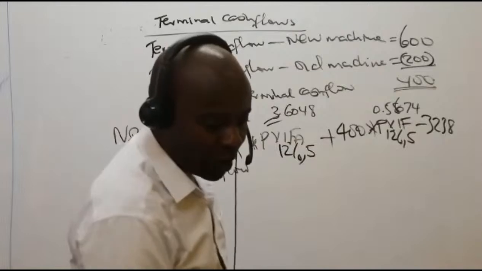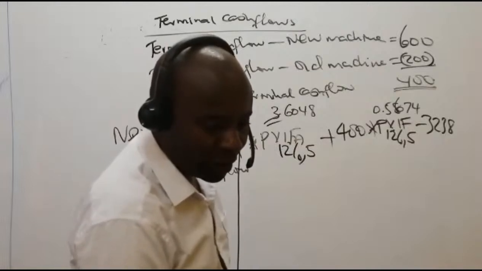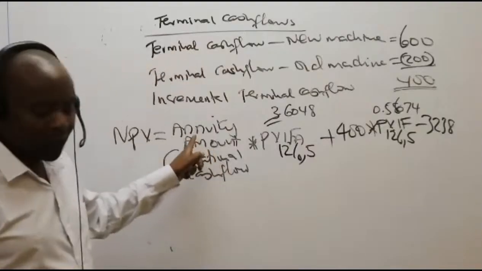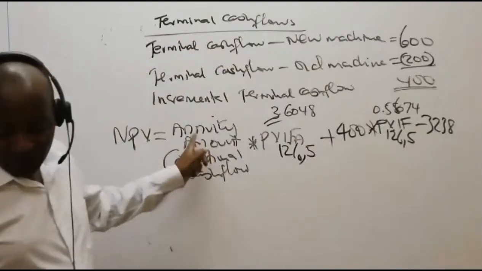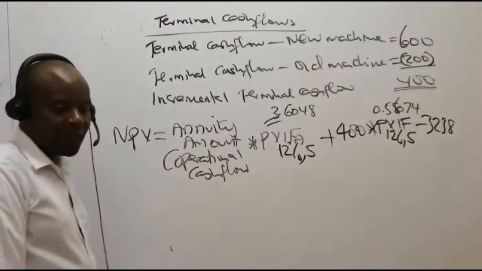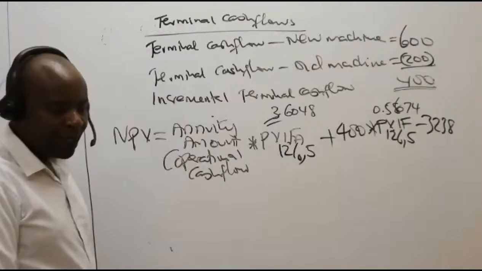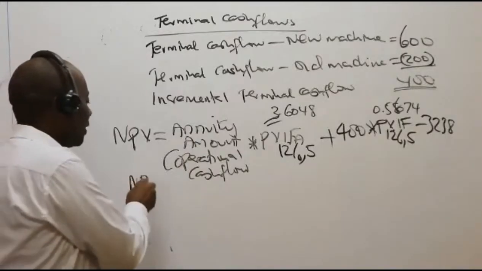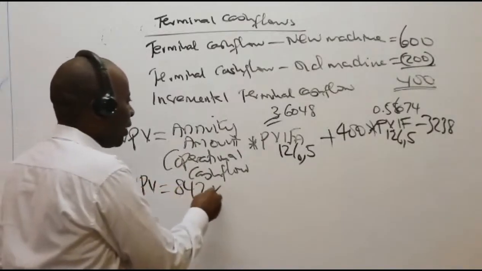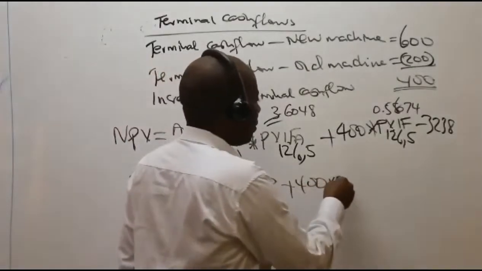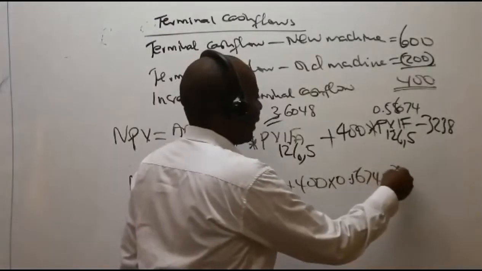There is one thing that you never reminded me: this annuity amount. What do we have? Thank you, MK. 842. So the NPV here will be 842 times 3.6048 plus 400 times 0.5674 minus 3238.